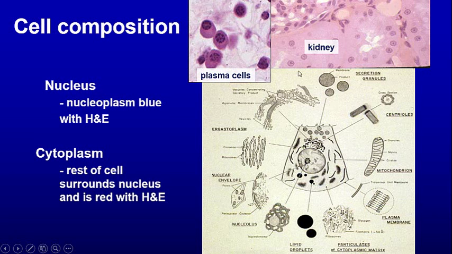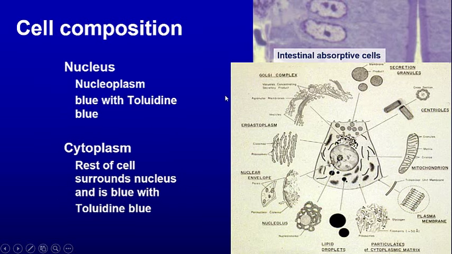So the cytoplasm is pink because it has mostly proteins and it binds to the eosin stain, as opposed to the nucleus, which has negative charges, and so it stains with the hematoxylin. So the positive charges stain the eosin. So here we see an intestinal absorptive cell.